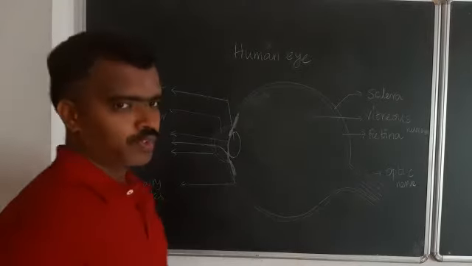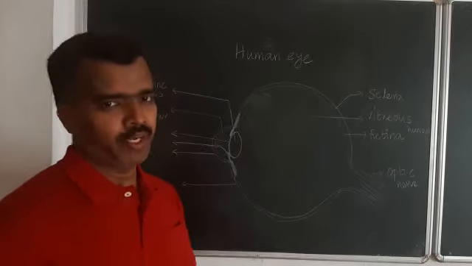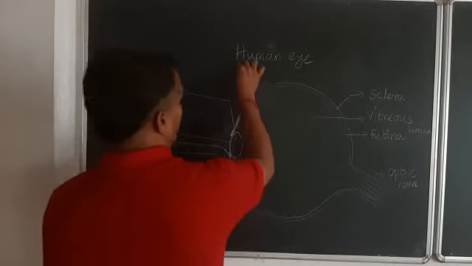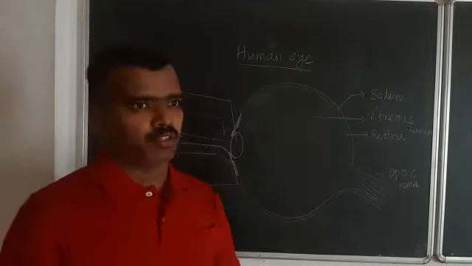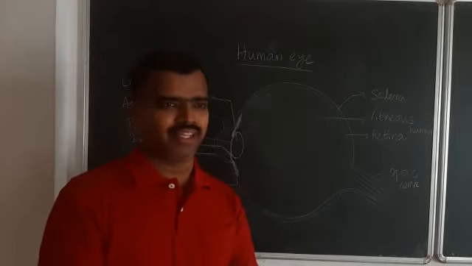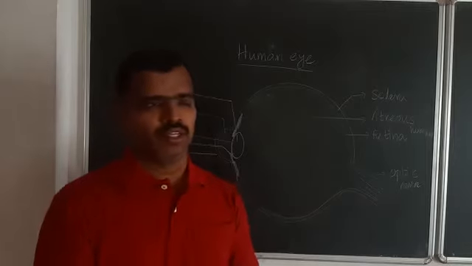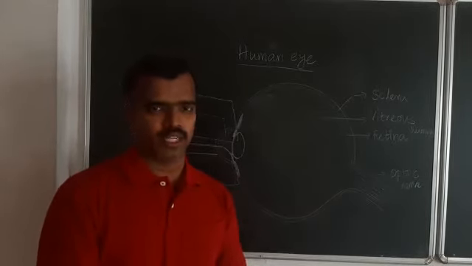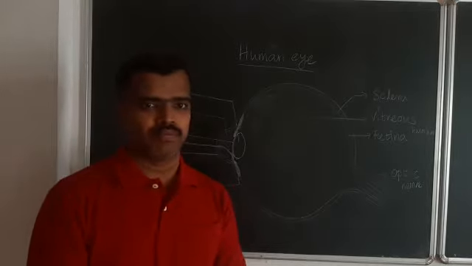And today we are going to see a new chapter, the human eye and colorful world. Here we are going to start with the human eye. Before starting, we should know the basic idea about how we are seeing any objects. If there is no light, as in the night time when there is no sun, what will happen? We are not able to see the objects.